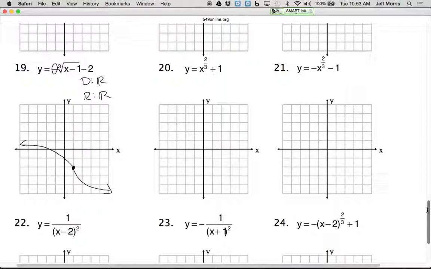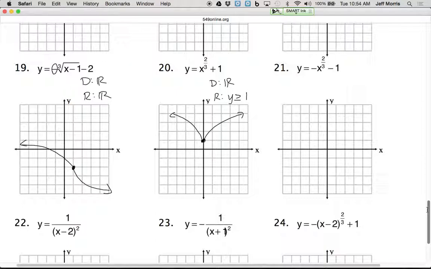All right. What about 20? It's a bird. What does it do? It flies up 1. Bird. That's the word. Domain. All real numbers. What's the range? Y is greater than or equal to 1.